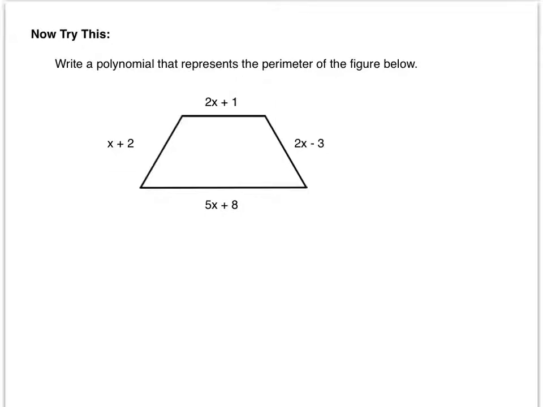Once you've completed self-check 2, try this. Write a polynomial that represents the perimeter of the figure below. A couple of things you might want to consider is number 1, what is the figure? And number 2, how do you find the perimeter of the figure? And then go ahead and do the work that you need to do to write the polynomial.